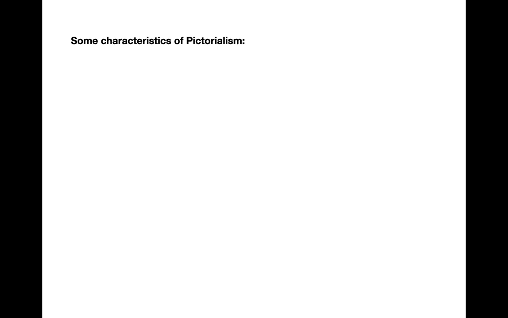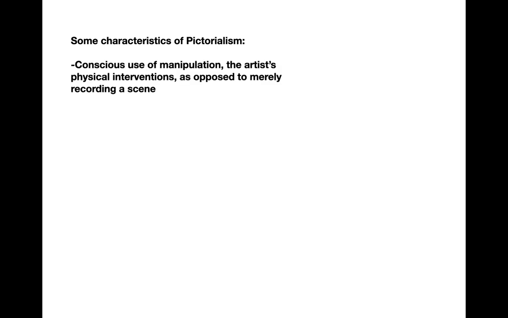Really quickly, because we have a lot of other things I'd like to cover, some characteristics of pictorialism. They employ the conscious use of manipulation, the artisan physical interventions, as opposed to merely recording a scene. As we saw in some of the George Eastman House videos, a lot of the processes that the pictorialists used required handwork or some brushwork, things where they had to get their hands into it.